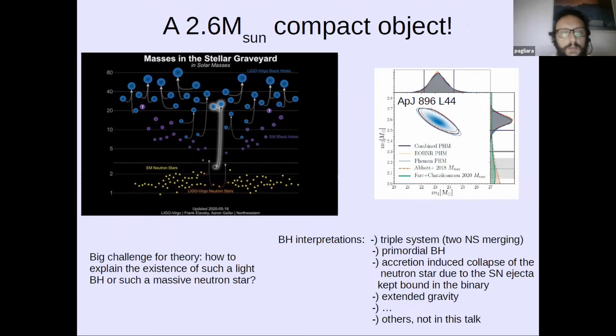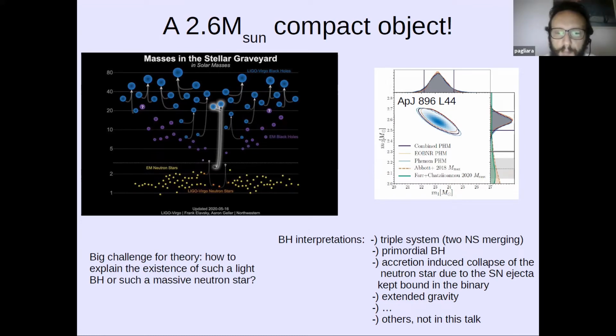So the thing is the following: this was a system with a black hole of about 23 solar masses and a low mass companion with a mass of the order of 2.6 solar masses. Now, this number is interesting because it falls in what is called the low mass gap of black holes. So it is not clear whether this is the lightest black hole or instead the heaviest neutron star.